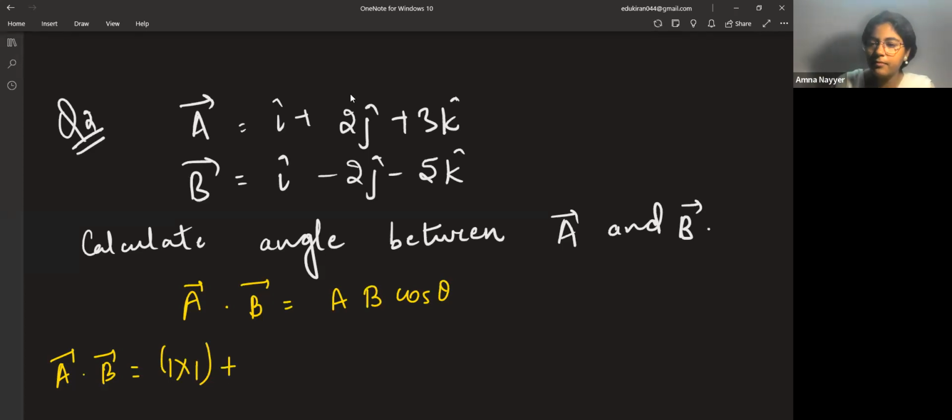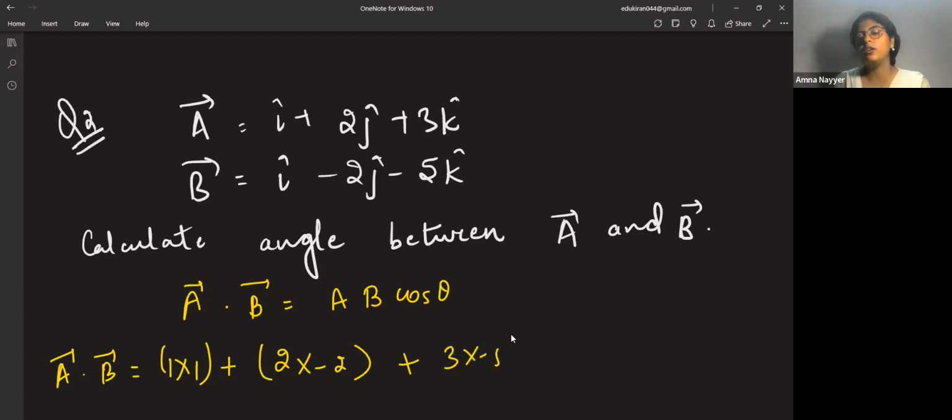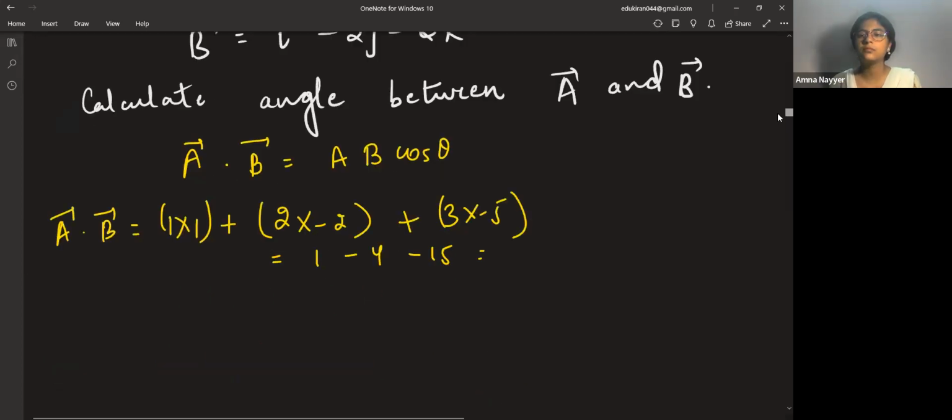2 into minus 2. Yes, 2 into minus 2. And lastly, Shaista, 3 into minus 5. 3 into minus 5. Very good. So you will be able to do all the questions. Good. This is 1 minus 4 minus 15. So here we are having minus 19, minus 18, right? So this is minus 18, this side. So this is solved by us.